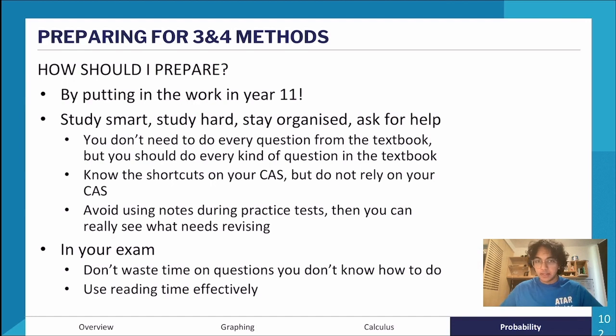And in your exam, this year and next year, I'd recommend trying not to waste too much time on questions you don't know how to do, and try to use reading time effectively. Skim the paper, find the questions you can do, find the questions you can't do, tackle the questions you can do first, and then come back at the end and do the questions that you don't know how to do, only if you have time. Because sometimes it's just a matter of thinking through a question and you'll suddenly know how to do it.